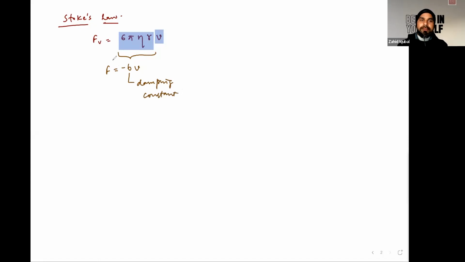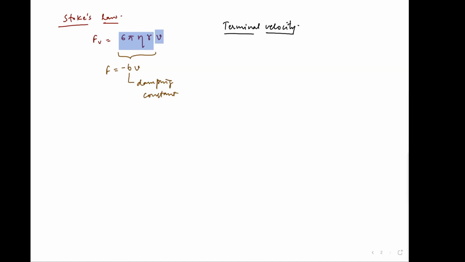Now, using this concept, we may define another term that is called terminal velocity. Samira, could you explain what do you mean by terminal velocity? It is the constant velocity with which a body is progressing in a viscous medium. Good.